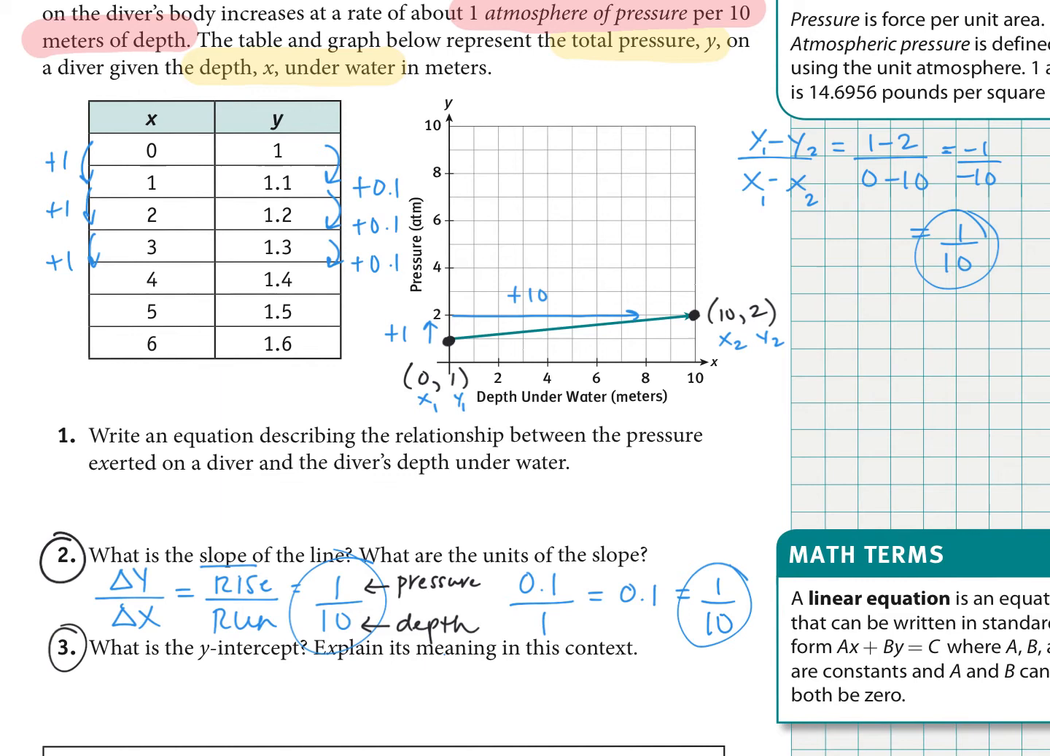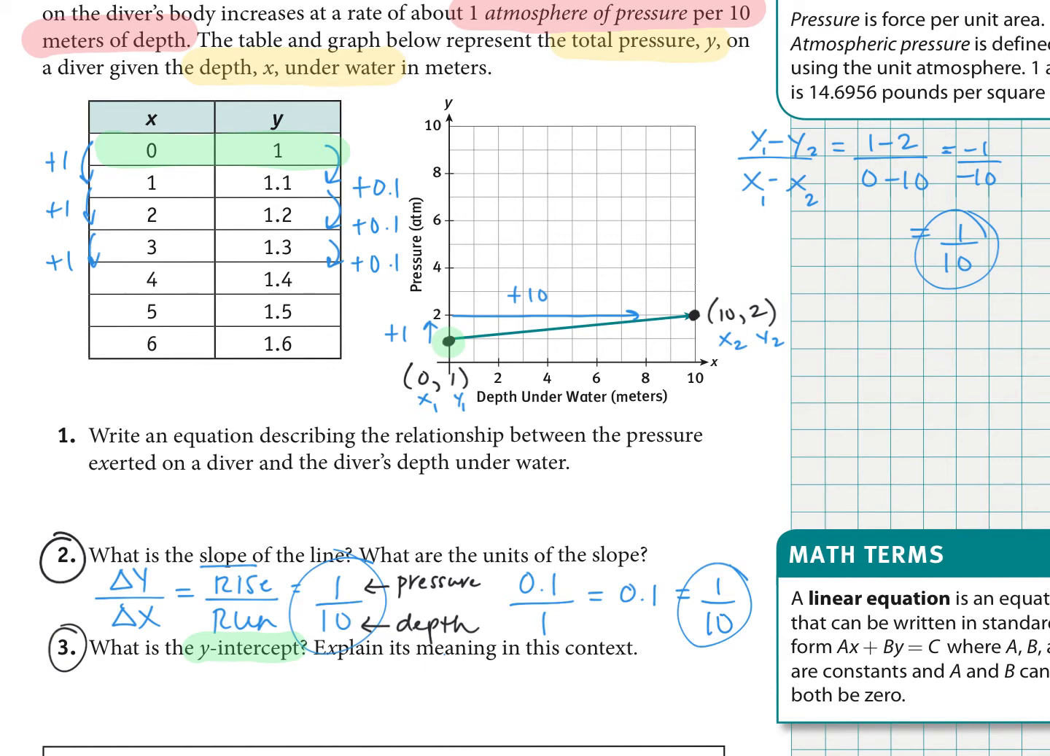So it's asking for us, what is the y-intercept? So we can actually see this both on our graph and in our table. Remember, in our table, our y-intercept is when our x value equals 0. So it's actually the first point in our table. If we go to our graph, we can see that our y-intercept crosses right there.